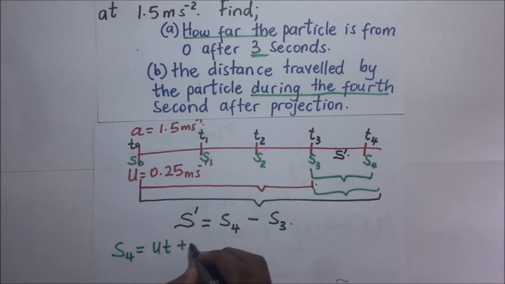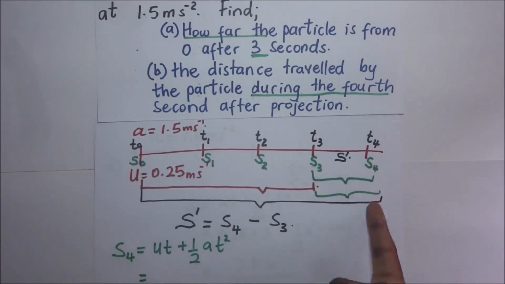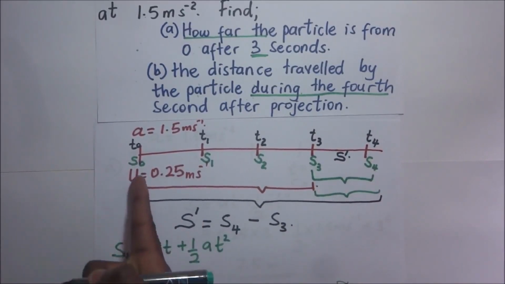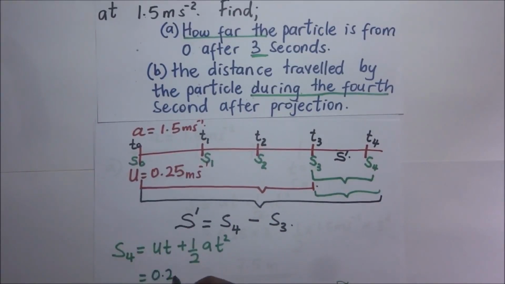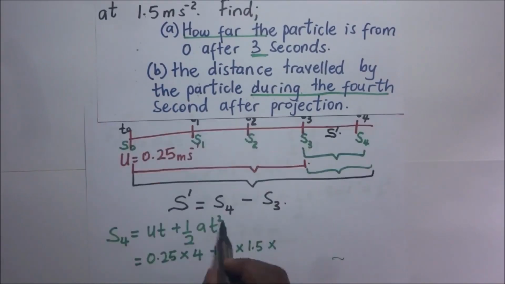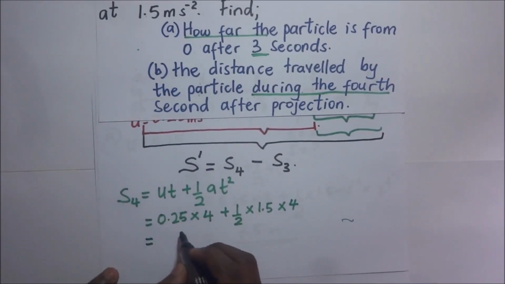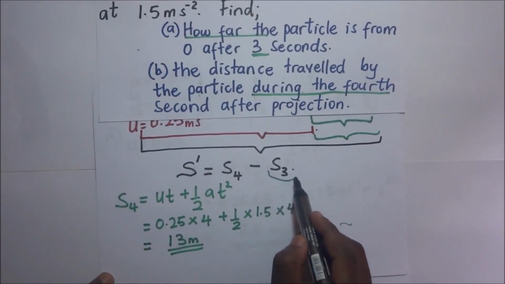UT plus a half AT squared. What is the initial velocity here? For the particle to cover up to the 4th seconds, initial velocity is 0.25. So 0.25 times the time. The time is 4 seconds plus a half times the acceleration, which is 1.5. Multiply that by time squared. The time is still 4. And of course our S4 is going to be, so now we get S3.